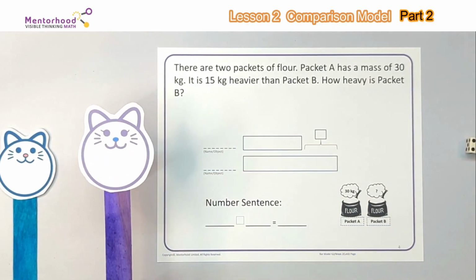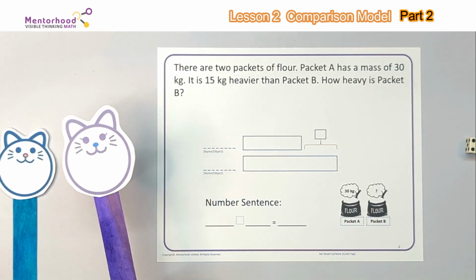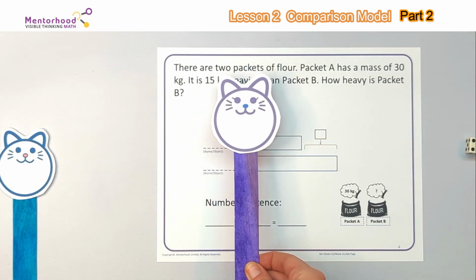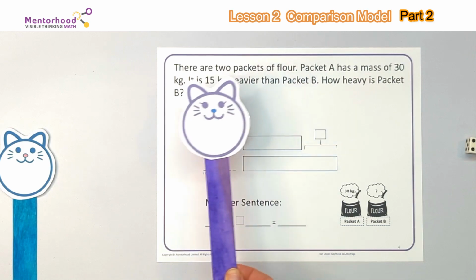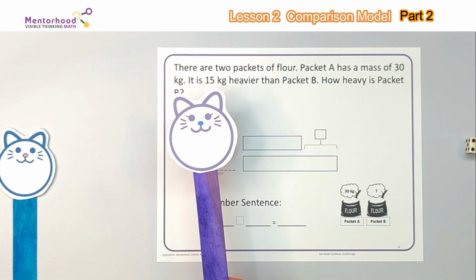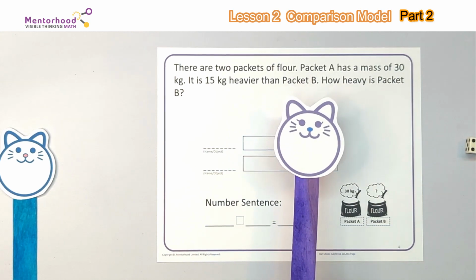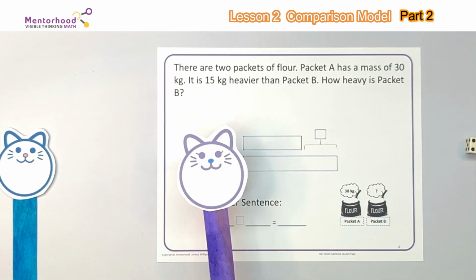Mathy, you and your friends are doing so well learning comparison models. Let's take a look at a different example. There are 2 packets of flour. Packet A has a mass of 30 kilograms. It is 15 kilograms heavier than packet B. How heavy is packet B?